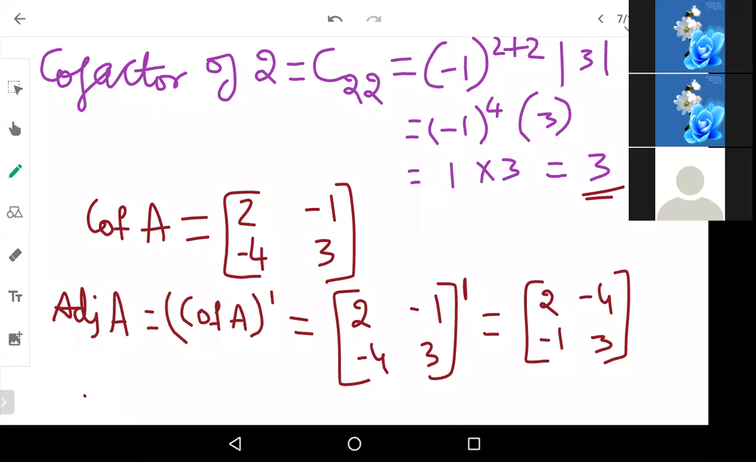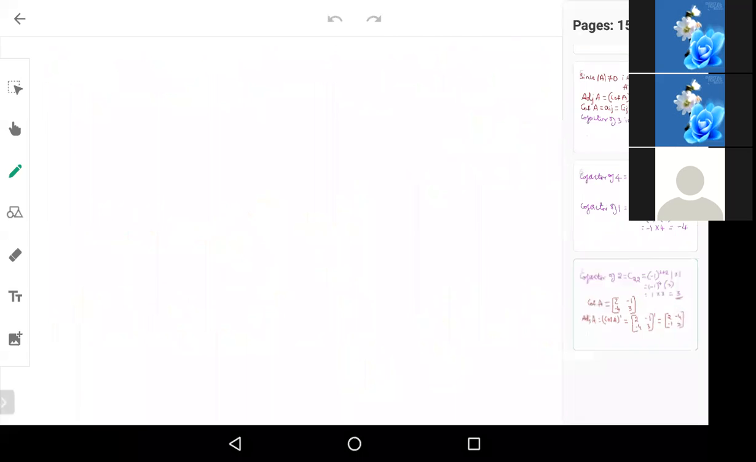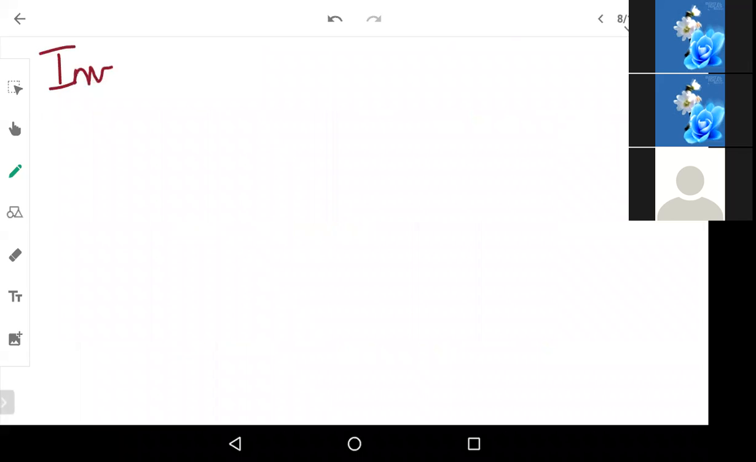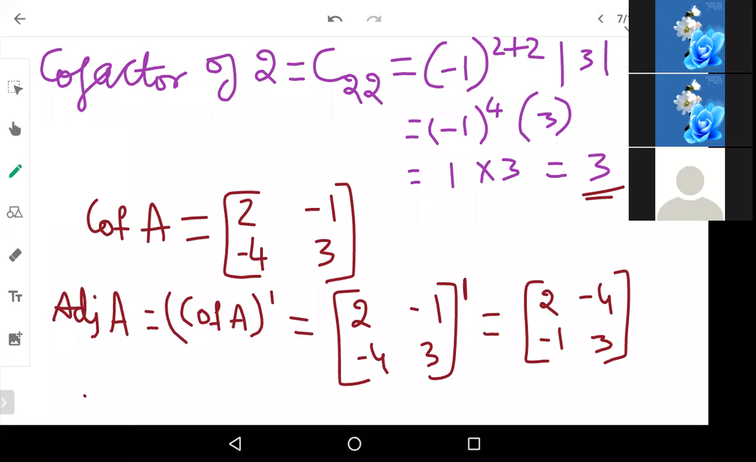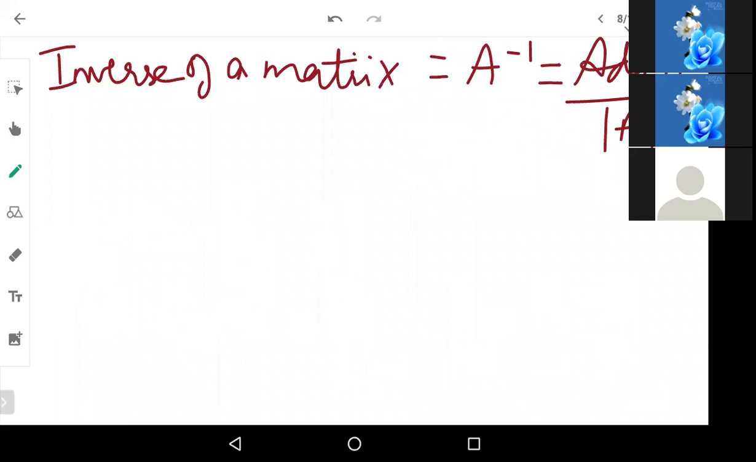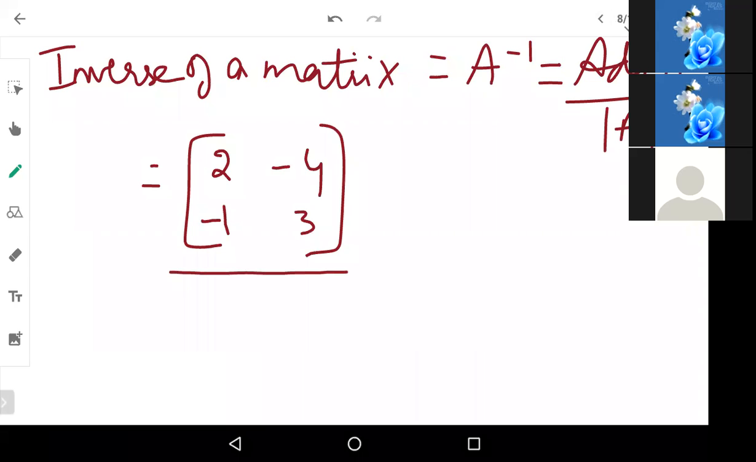Good. Now, finally, we have to find out the inverse. Now, let us find the inverse. So, inverse of a matrix, that is A minus 1 is equal to adjoint A divided by determinant of A. Now, we know what is adjoint of A. This is the adjoint of A. So, write down adjoint of A, that is 2 minus 4 minus 1 and 3 divided by determinant of A.